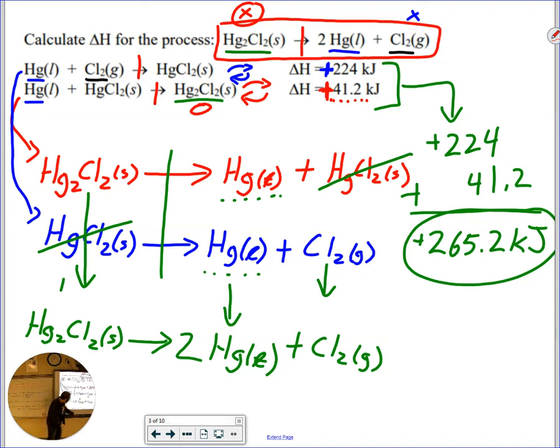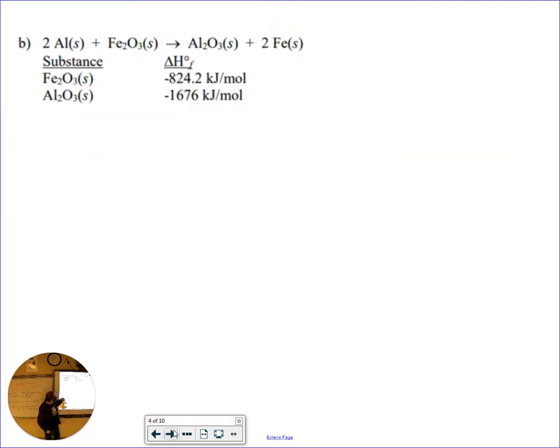Let's look at a couple more practice problems. This one's like the first one we did. We're given some delta H's of formation here. So you tell me, how do I work this? What do I start with? Products. Products, right? They're the ones on the right side, correct? So I'm starting with my products. Okay, so what do I need to know from that?